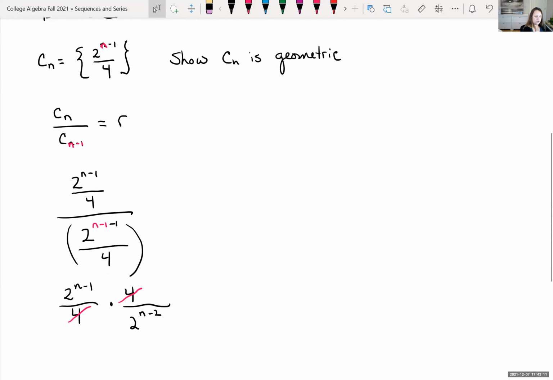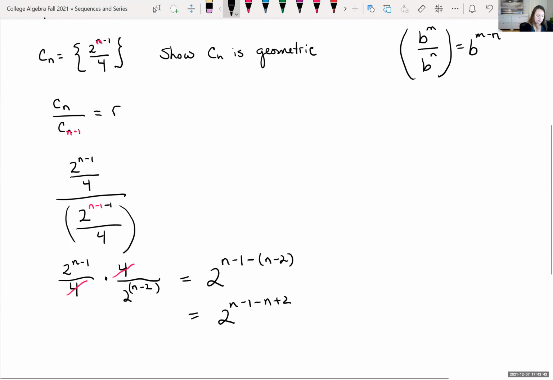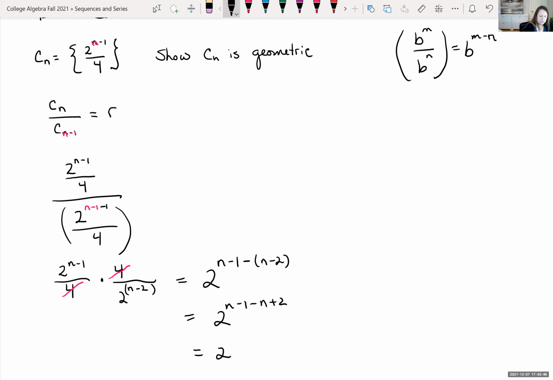And we can use our rules of exponents. So the quotient rule of exponents: if you have the same base, you subtract your exponents. So the exponent on the top minus the exponent on the bottom. From that rule, we have 2 to the n minus 1 minus the exponent on the bottom, n minus 2. So 2 to the n minus 1 minus n plus 2. Notice the n's cancel in the exponent, and we're left with 2 to the first power, which is 2.